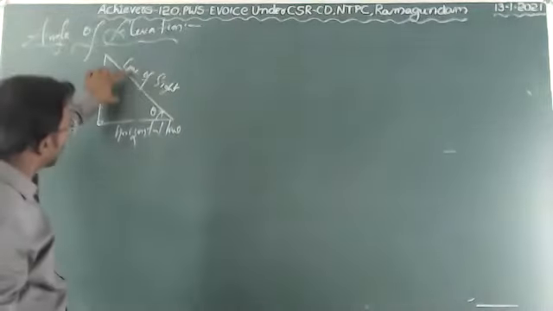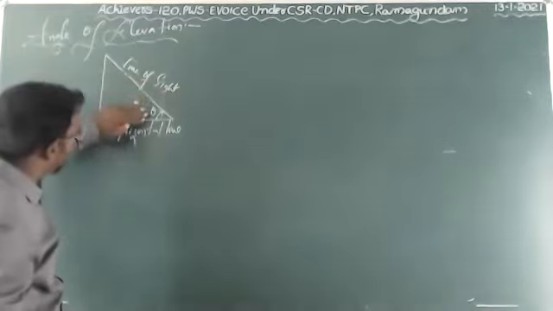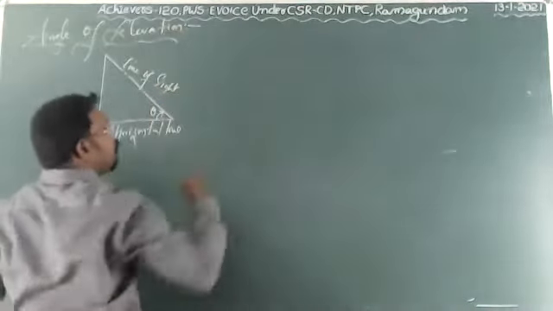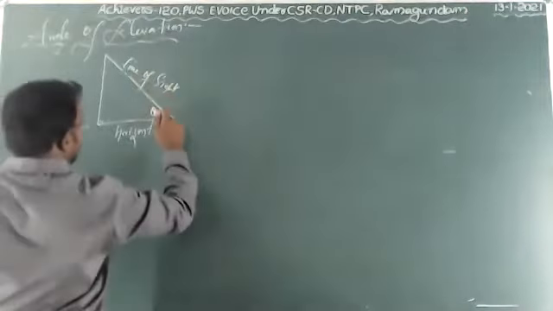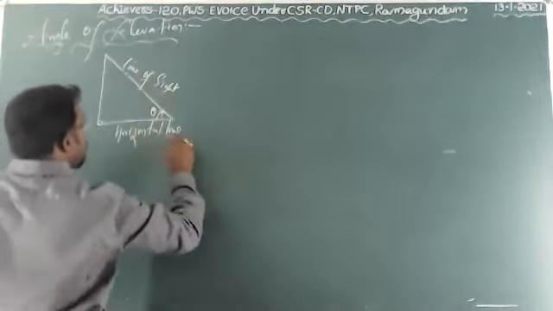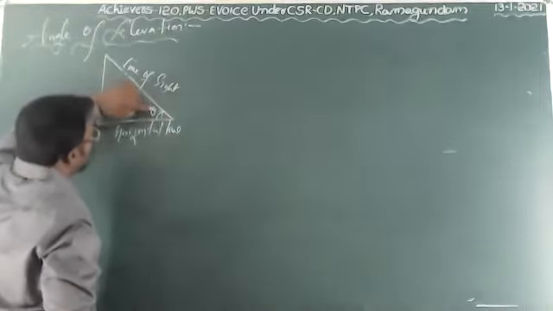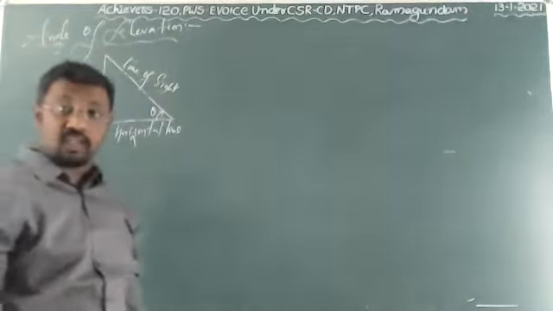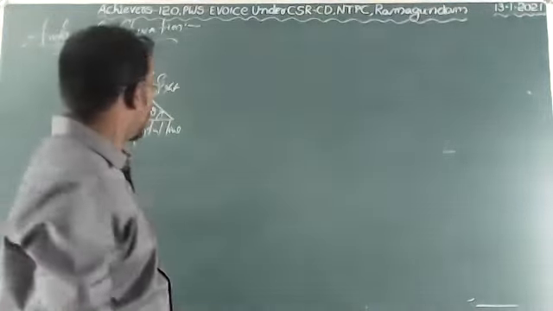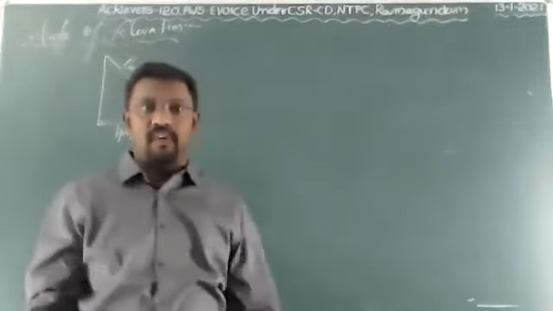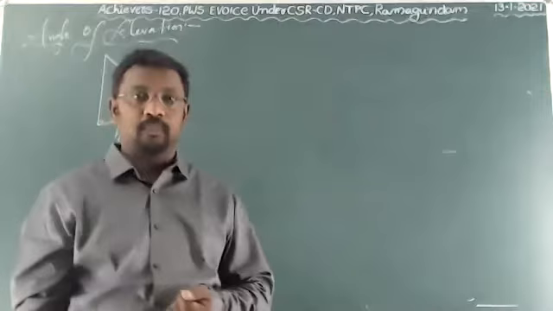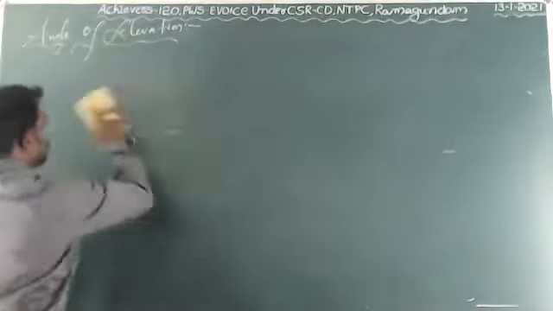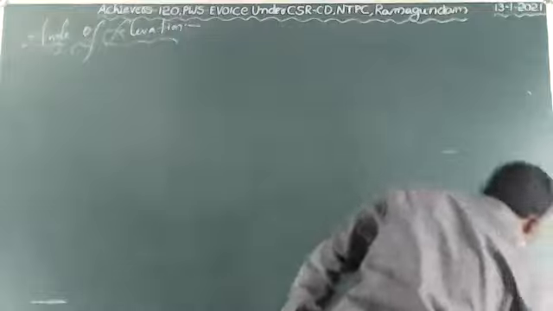Once again, the line of sight is above the horizontal line, and the angle between the line of sight and the horizontal line is known as the angle of elevation. So that is elevation. We'll see some problems on this angle of elevation so that you can understand very easily. Okay, children?